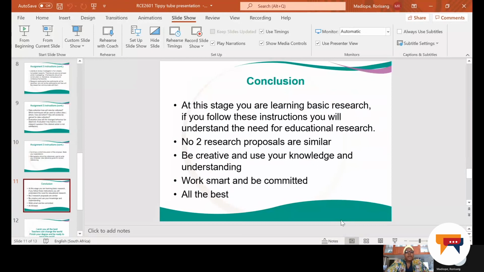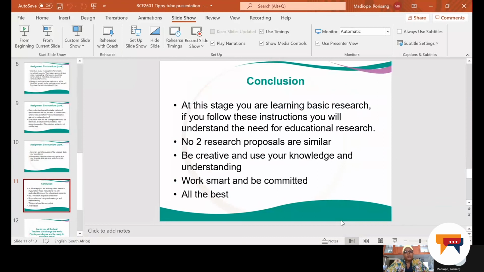Be creative and use your knowledge and understanding. By now, you should have read a lot of books and articles to understand research. So now it's time to make sure that you use that knowledge and understanding to compile your portfolio. Fortunately, you are doing it in your own time. It's only a matter of submitting on the 7th or 8th. Work smart and be committed.